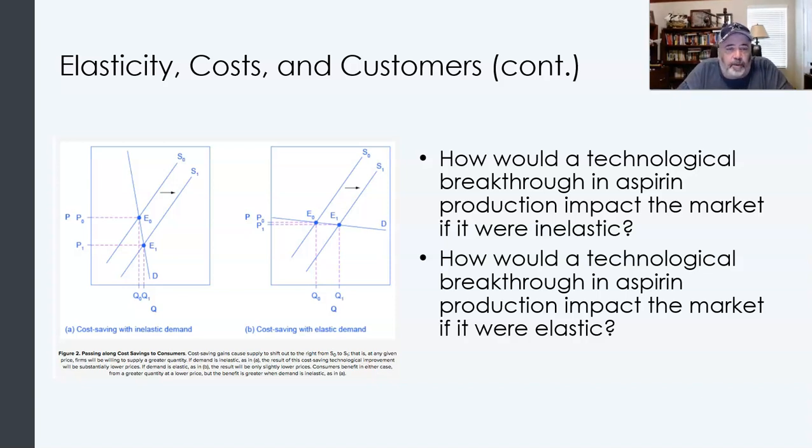How would a technological breakthrough in aspirin production impact the market if it were inelastic? In the case of an inelastic market, you'll notice how that demand curve is pretty steep on the left. So this improved technological breakthrough is going to affect supply. It's going to increase supply.